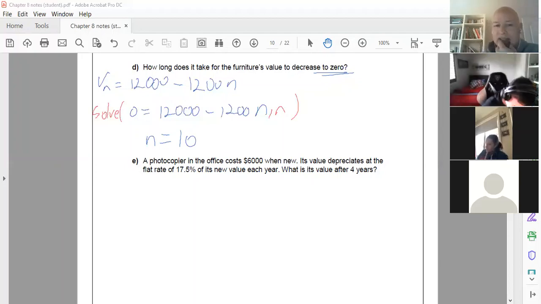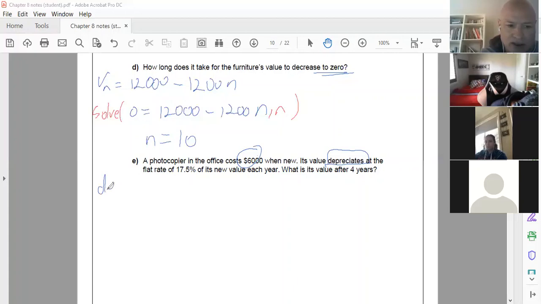Okay, part E. A photocopier in the office costs $6,000 when new. Its value depreciates at the flat rate of 17.5% of its new value each year. What is its value after 4 years? Okay, well, we can do this, not a problem. We can write down the rule straight away because we know that it costs 6,000. Let's see what it depreciates by.